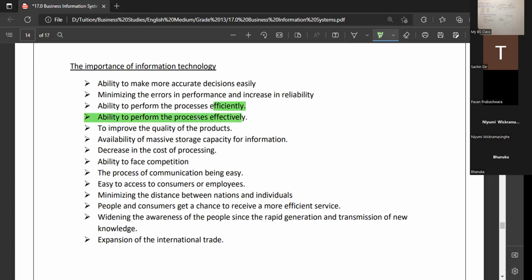Guys, I'm really sorry, guys. You need to log in again. So I'll just end the meeting. Can you just log in again, please?